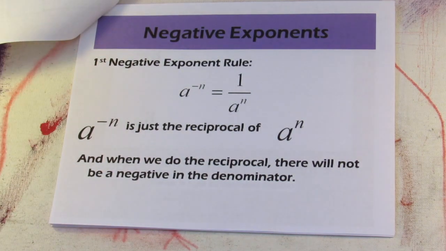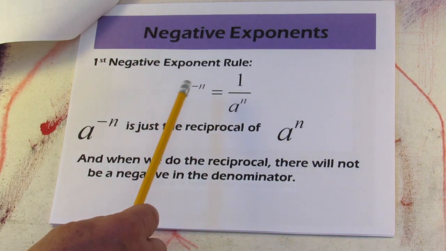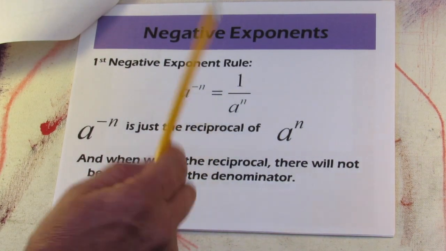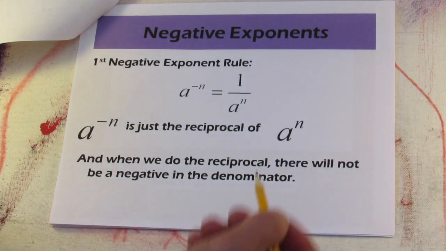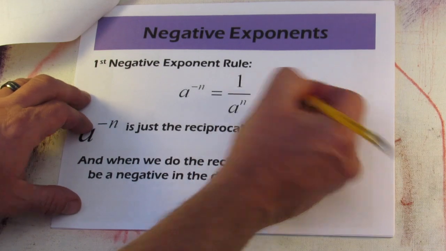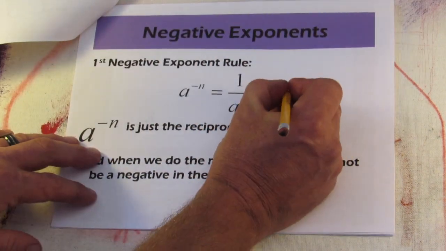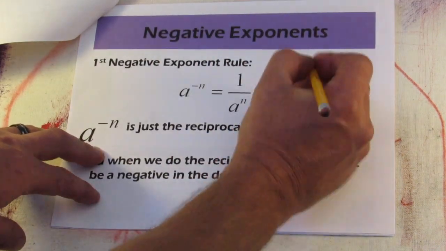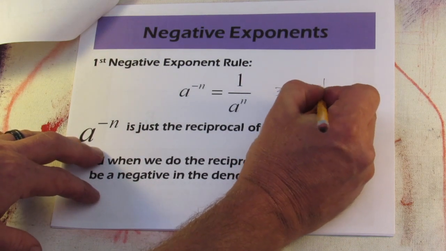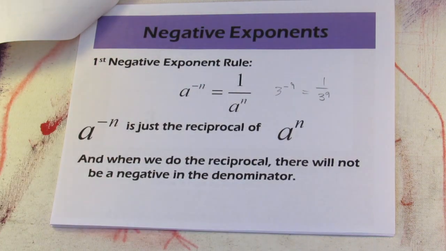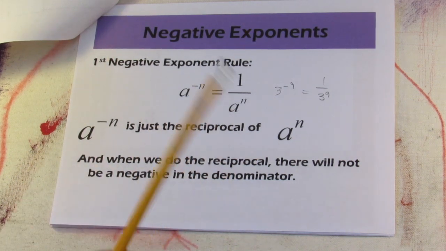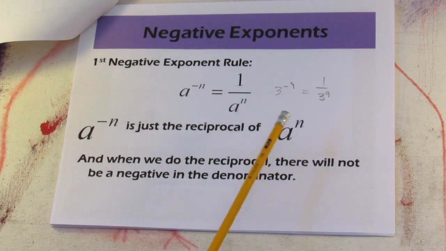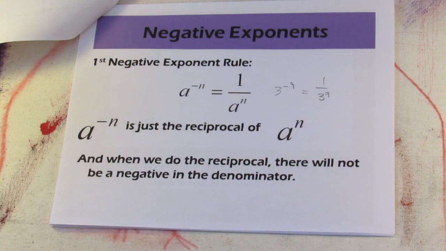next page. The negative exponent rule looks exactly like this: a to the negative n equals 1 over a to the n. What that means is that any number, say 3 taken to a negative exponent, maybe negative 9, would equal 1 over 3 to the positive 9th power. So any number to a negative exponent is just a reciprocal of that number to a positive exponent.